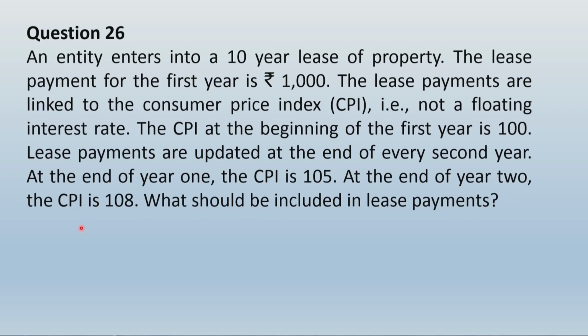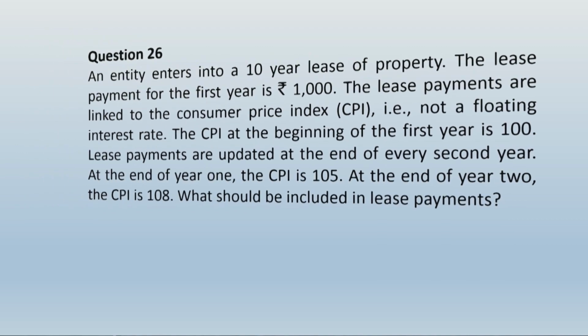However, by end of year 2, the CPI has changed to 108, and because the contract of lease requires the lease payments to be updated at end of every second year, after end of 2 years the lease payments shall be updated. So the base index was 100 and the updation will be based on the current index, that will be 108. So in place of 1000, lease payments will be 1000 into 108 divided by 100, and that will be 1080. So let us see how to write up the answer.